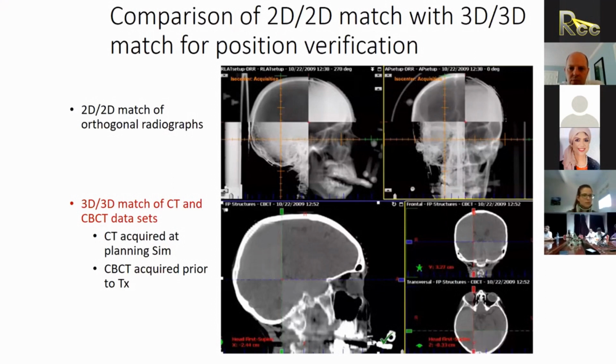Those are DRRs with the two orthogonal portal images, either kV or MV. Am I right? Yes. Okay. I want to send this message in Arabic, if you don't mind.